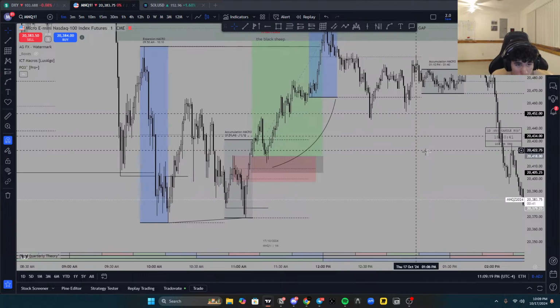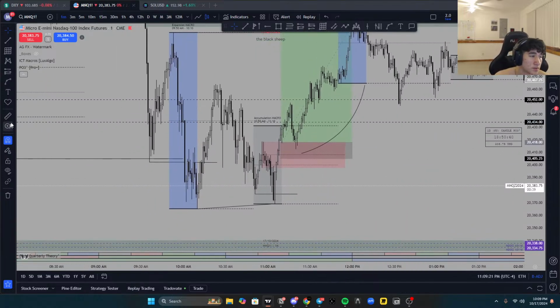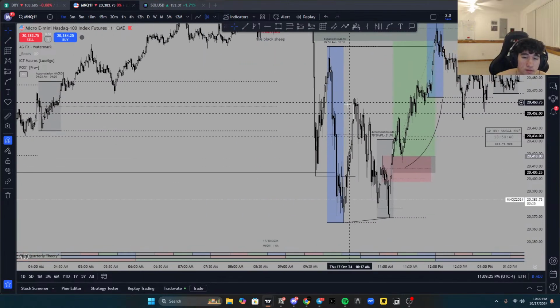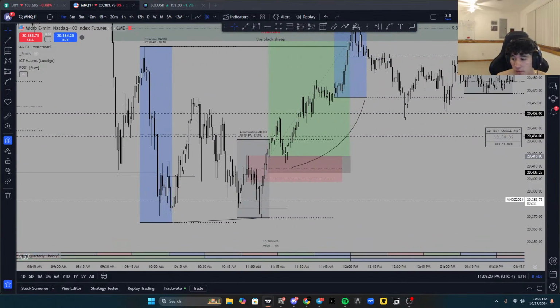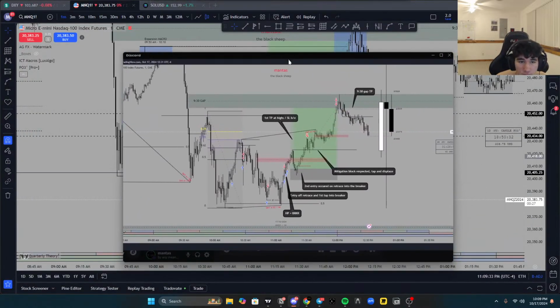So keeping all this in mind, what else can we go over? I already went over the high probability breaker. What else did I see? I feel like I'm missing something. Let me go check my notes real quick. First time for 30 mitigation block. Oh, I forgot about the mitigation block.